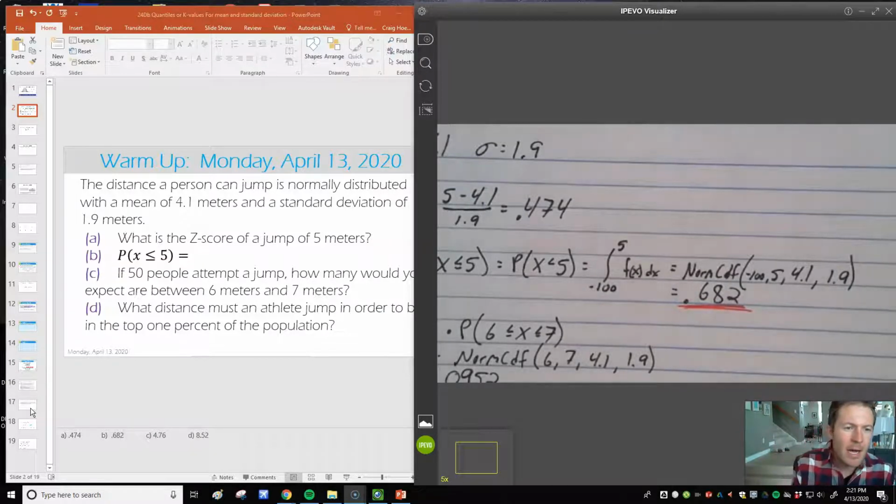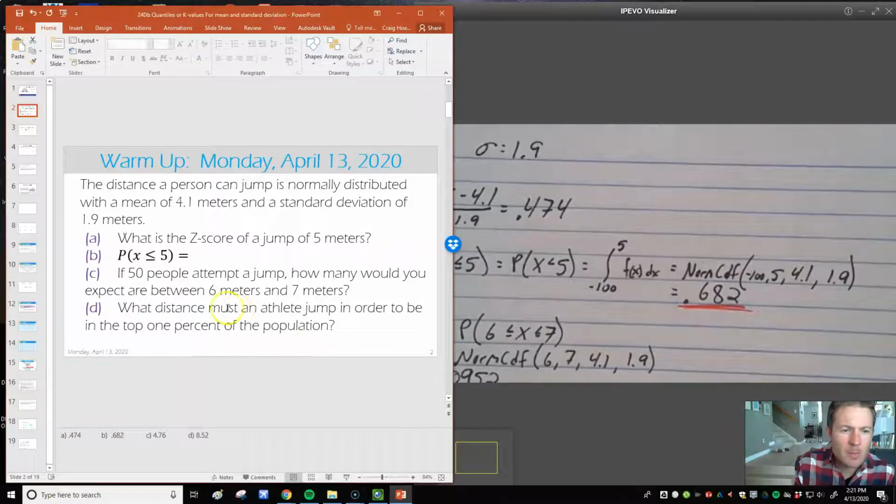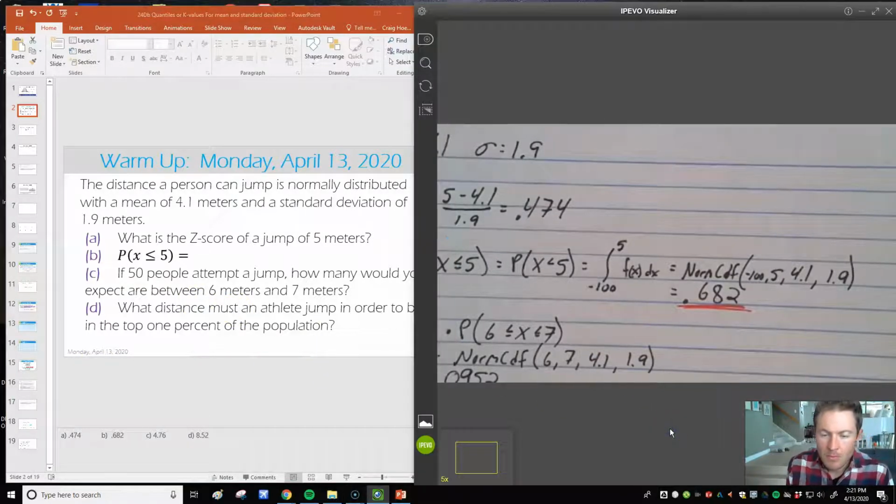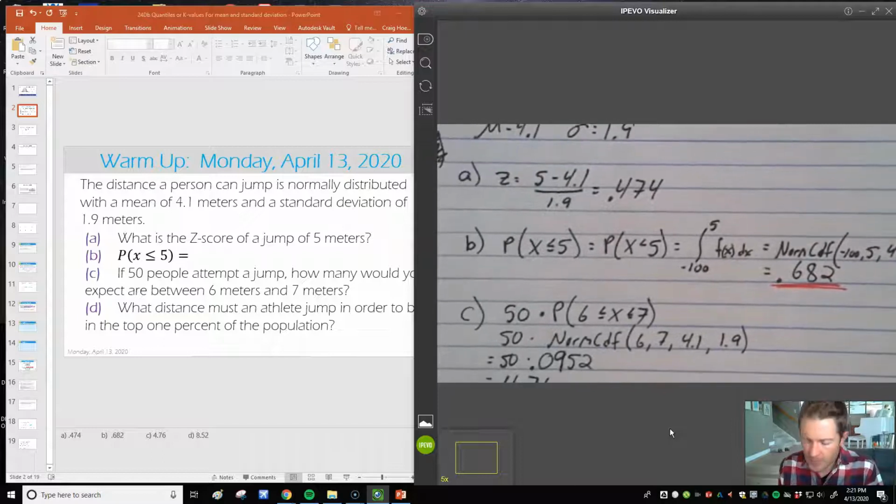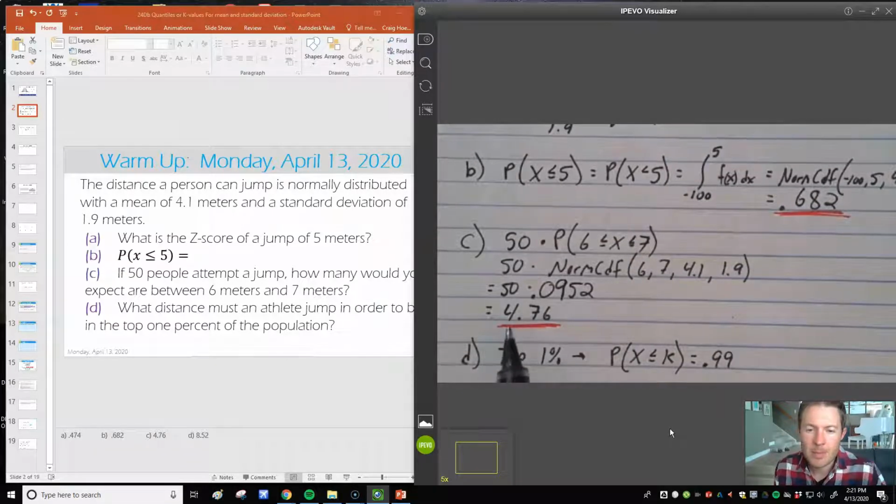Next, if 50 people were to attempt to jump, how many would you expect to be between 6 and 7 meters? We have 50 people jumping, and we're going to multiply that by the probability of someone jumping between 6 and 7 meters. There are a couple of ways to calculate this. For this example, I'll use normal CDF: lower bound, upper bound, mean, standard deviation. I got this probability, and when you multiply those together, we'd expect about 4.76 people of the 50 to be able to jump that distance.